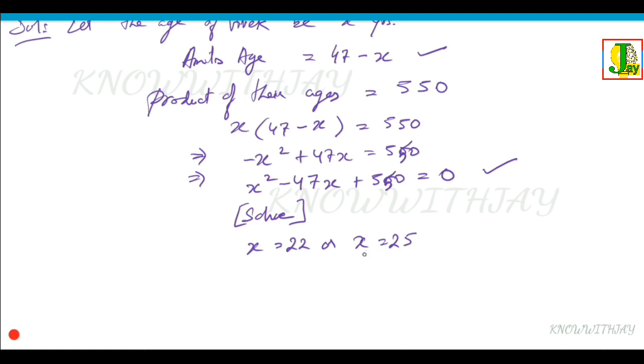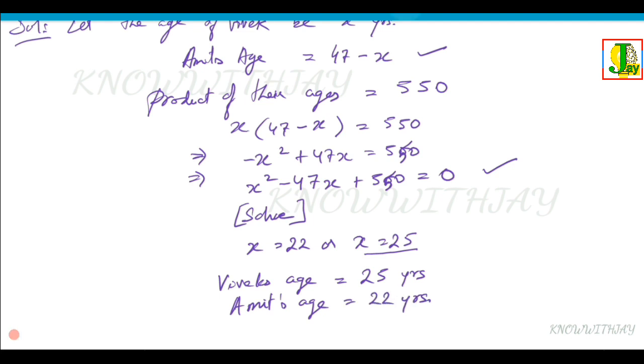So who is older? According to that, we are going to put the higher value for that person. So Vivek's age is 25 years and Amit, his younger brother, is 22 years. Now if you want to verify your solution, you can just check whether the product of their ages, 25 into 22, gives 550 or not. So it's coming 550, and the sum of their age is 47. So your solution is correct.